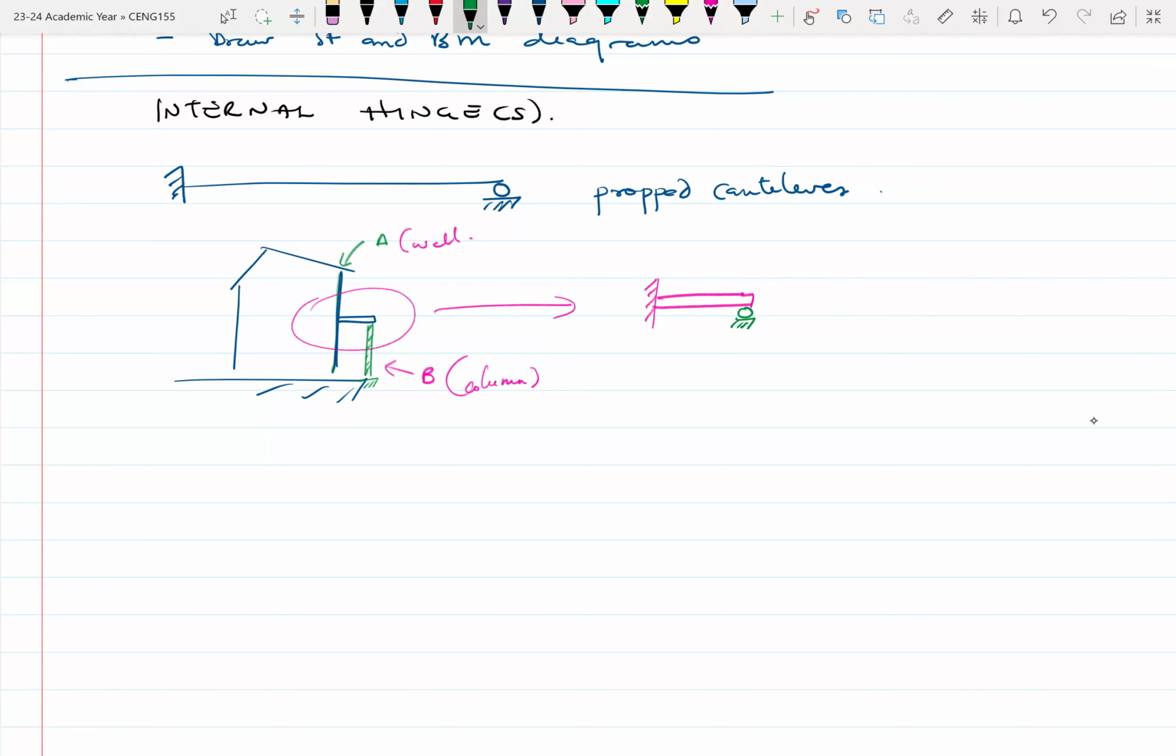Now the question I have for you guys is, if this is the case, is this structure statically determinate or indeterminate? And if it is indeterminate, what will be the degree of indeterminacy? Can someone tell me through the chat whether the propped cantilever here is determinate or otherwise? And if it's not, what will be the degree of indeterminacy? I'm waiting for one or two answers, and then we can continue from there.